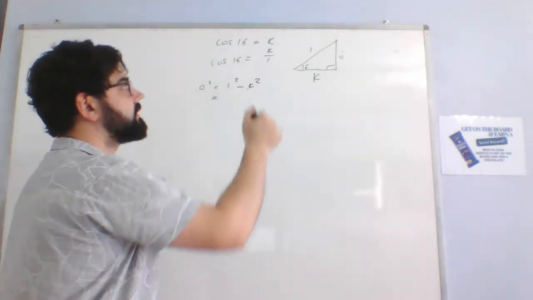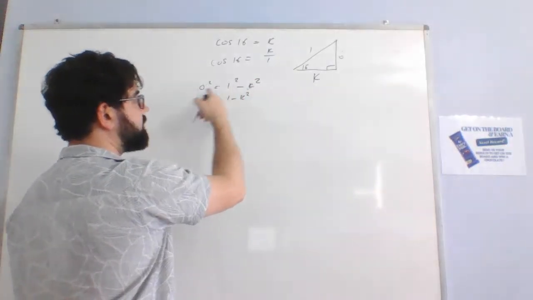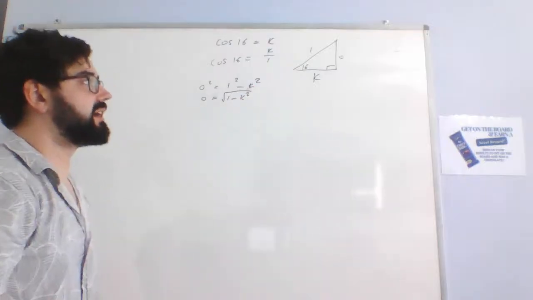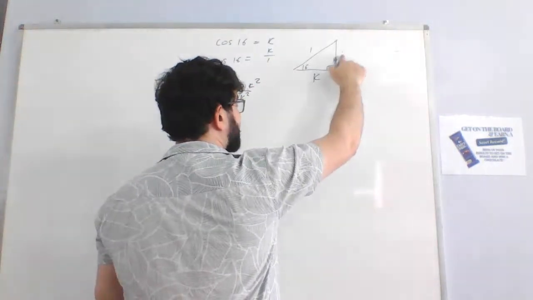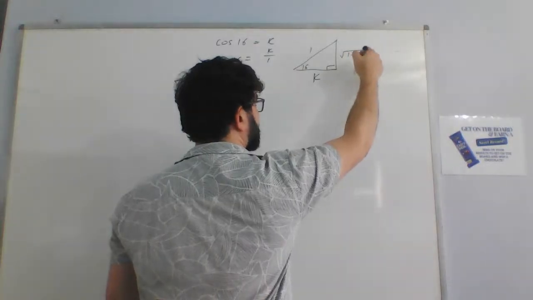And that is just going to be 1 minus k squared. Then we have square root to get O on its own. So it's the square root of 1 minus k squared. And we might as well write that in at the top there. Root 1 minus k squared.